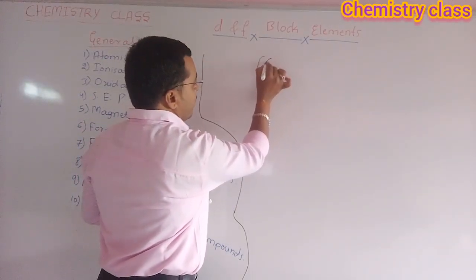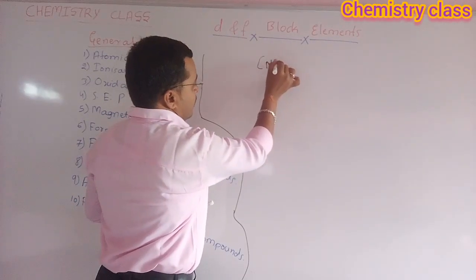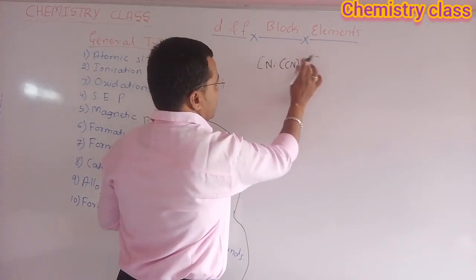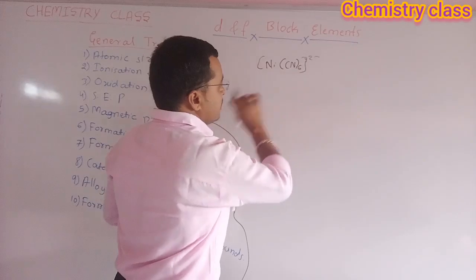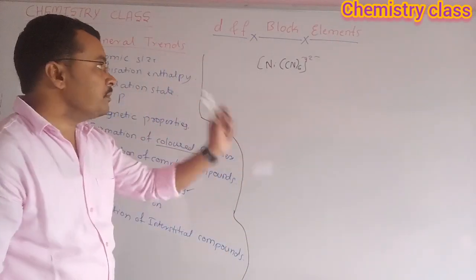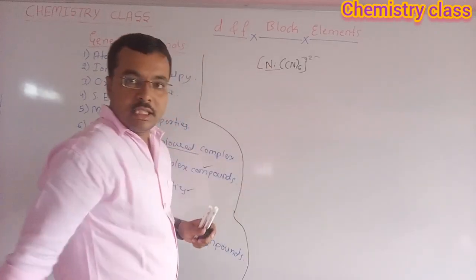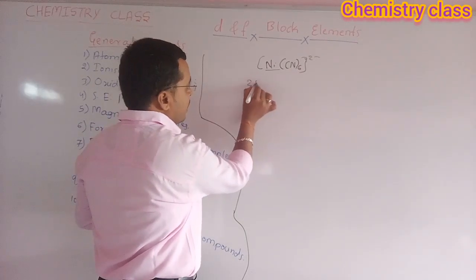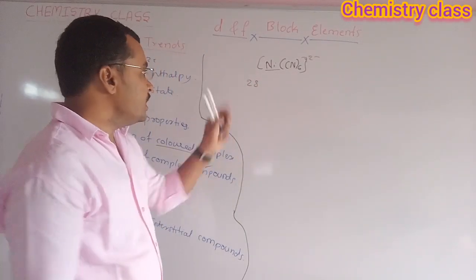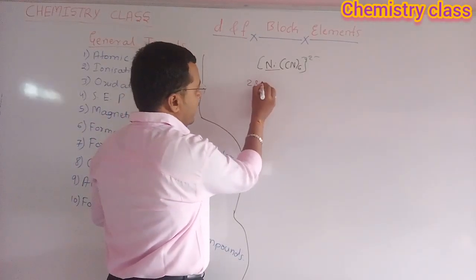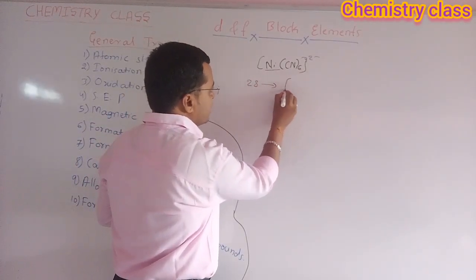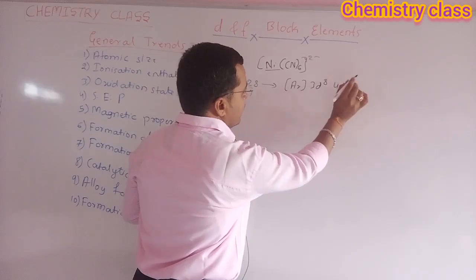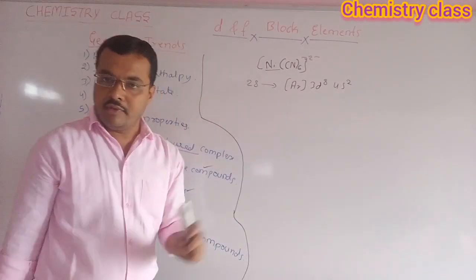Here we have taken [Ni(CN)6]2-. This is a complex. Nickel is one of the 3d series elements. Its atomic number is 28. Its electronic configuration is [Ar] 3d8 4s2.